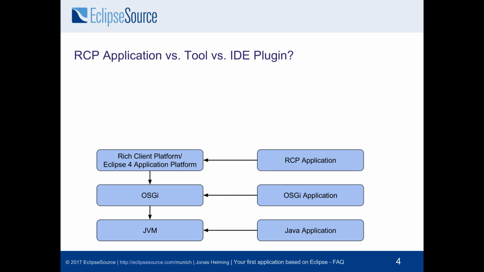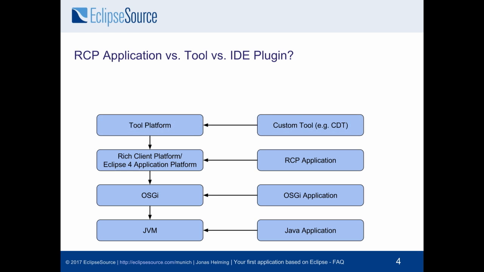Now, based on OSGi, we have the rich client platform, RCP, or now the new version, the Eclipse 4 application platform, a platform which supports general purpose applications. And if you base on this platform, the thing that you build is called an RCP application. That's done if you want to build, let's say, an ERP system, a tool for your finance, for insurances, or whatever, which has nothing to do with development.